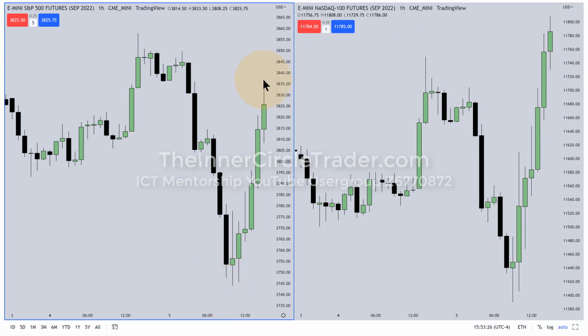S&P is reluctant to go higher. Why? S&P is able to make the lower low, whereas NASDAQ was unable to make a lower low. Prior daily low. That's what we're referring to.